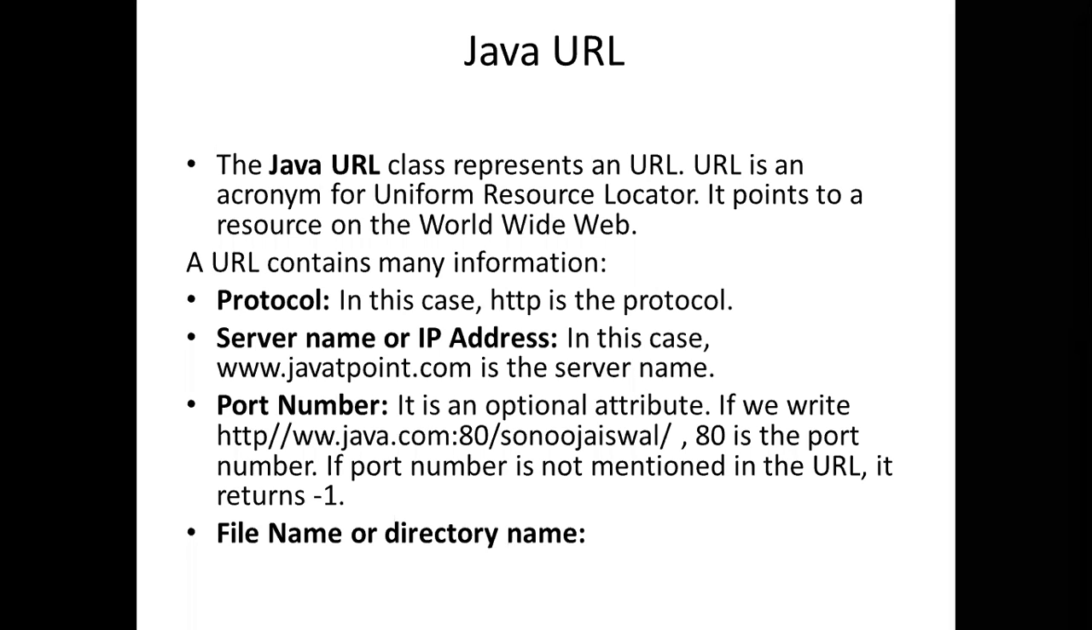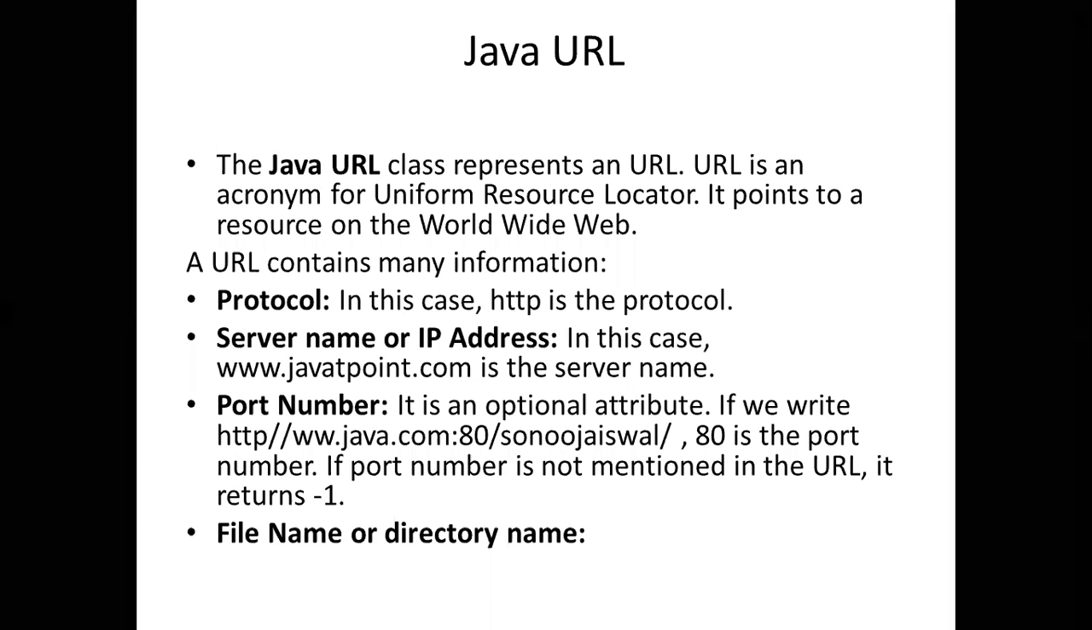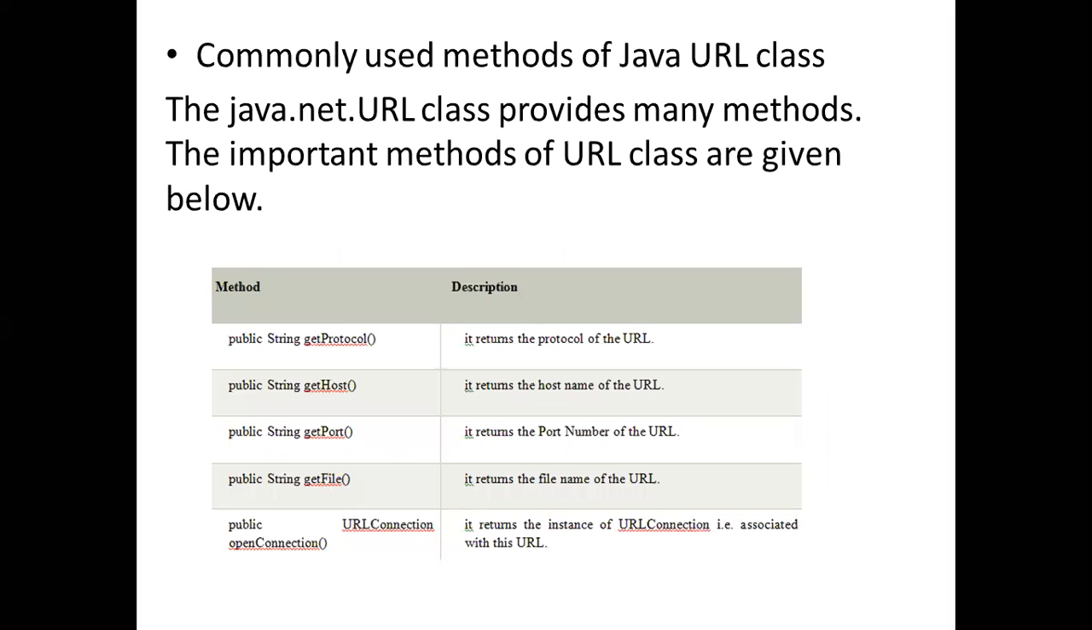It contains much information. It can tell you the protocol, the server name or IP address, the port number, and the file name or directory name. Everything is available in this Java URL class. These are some of the methods available in Java URL. Like we have getProtocol, which will return the protocol of the URL, and getHost, which will tell you the host name, port number, and the file name.